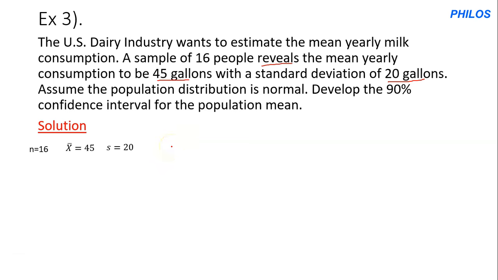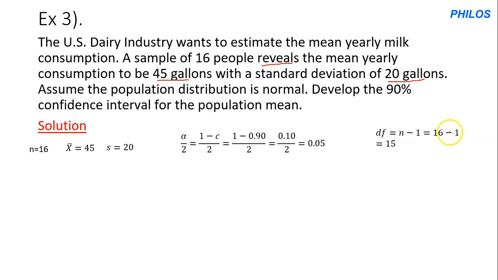Also, we need our t-score. And to find a t-score, we need alpha over 2, isn't it? That will give us (1 minus c) divided by 2, and that will be 1 minus 0.90, since the confidence level is 90%, that's 0.9 or 0.90. So 1 minus 0.90 divided by 2 will give us 0.05. And also we need the degrees of freedom. To get the degrees of freedom, it is n minus 1, that will be 16 minus 1, and it will give us 15.